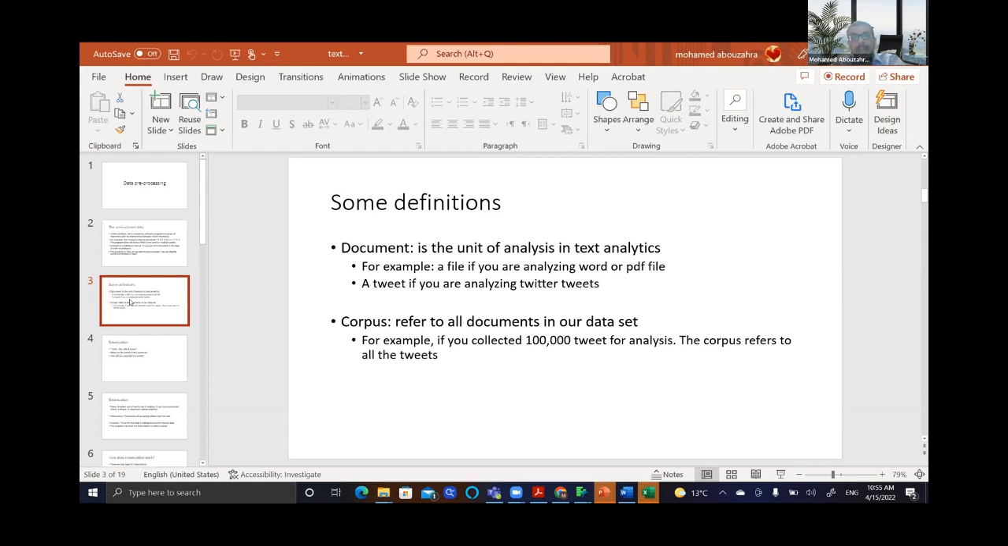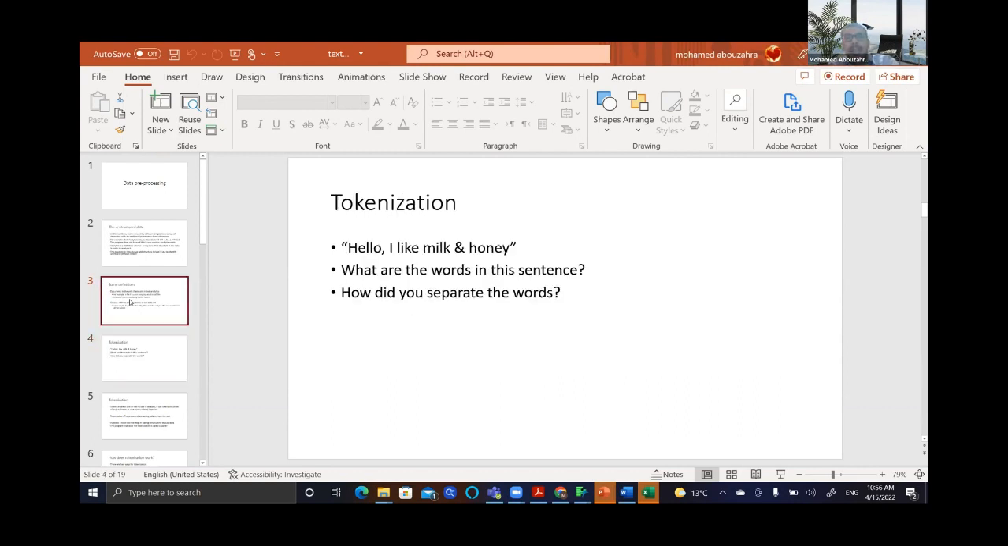A corpus is all the documents in our data set. So if we are analyzing 100,000 tweets, then these 100,000 tweets are called a corpus. If we collected all Amazon reviews about some product, then all these reviews are called a corpus. These are some terms that I may use as we talk about text analytics. The process of dividing text characters into words and phrases is called tokenization.